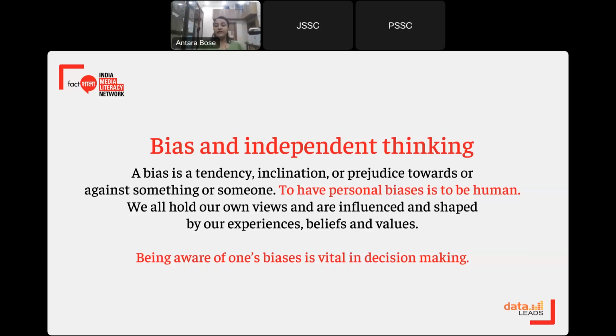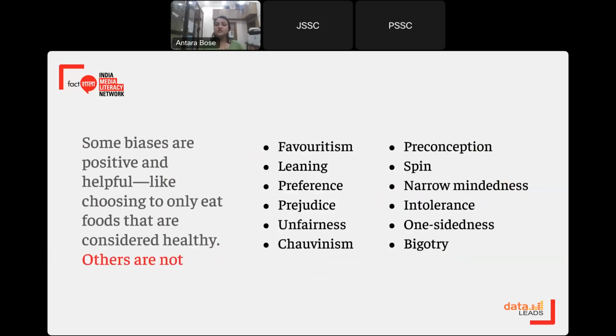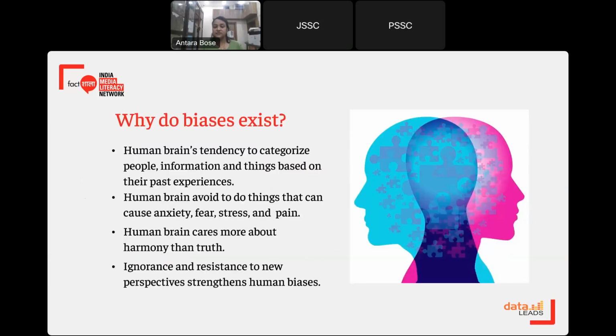So these biases that you have within yourselves, especially confirmation bias, it is like, if I know something, I have been told about this since my childhood, you tend to believe this is true, but it may not be true. There must be, again, different perspectives to it. So you need to analyze it deeply. Some biases when it comes to media literacy are favoritism, leaning, preference, prejudice, unfairness, chauvinism, preconception, spin, narrow-mindedness, intolerance, one-sidedness, and bigotry. So these are some common biases that exist.